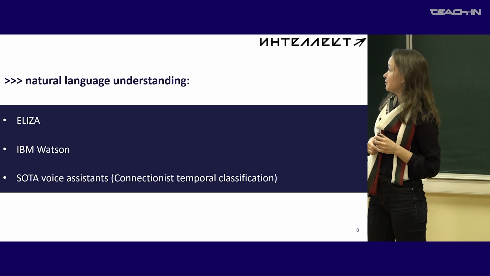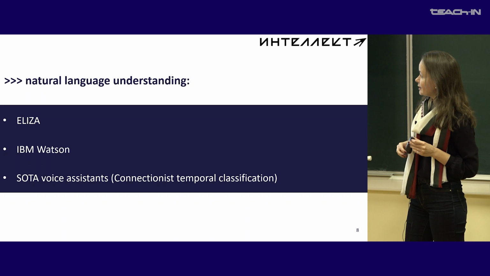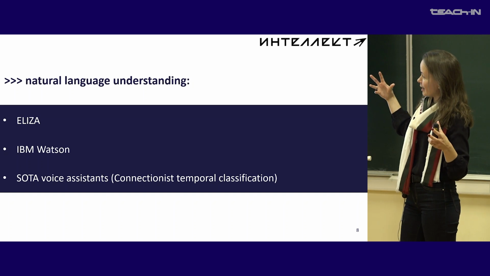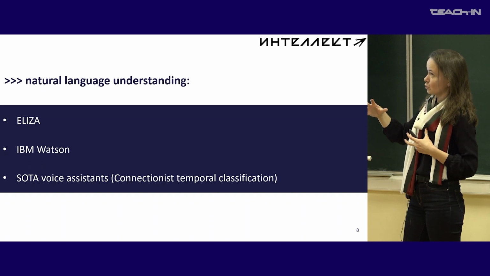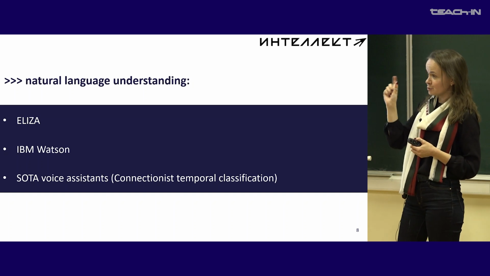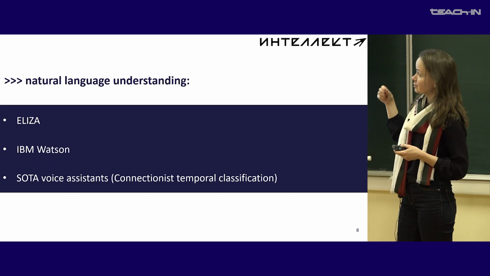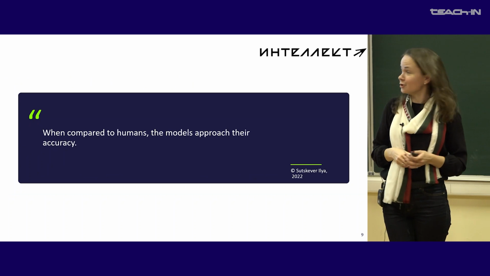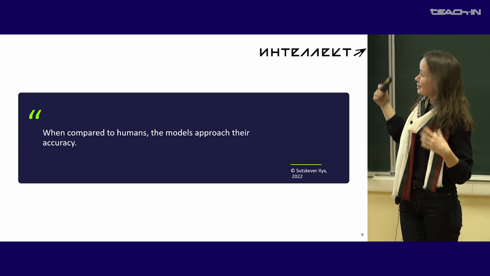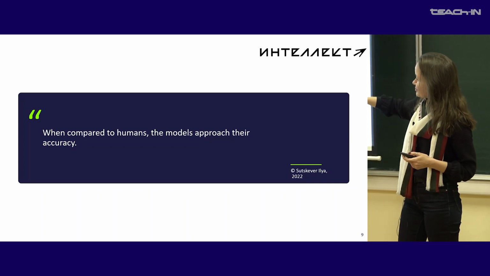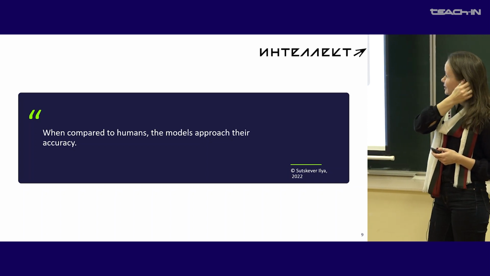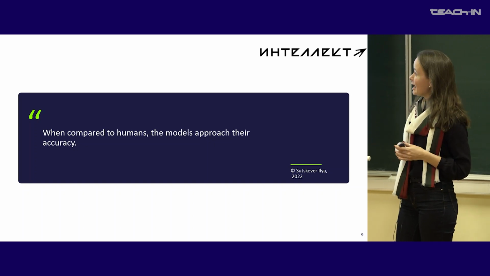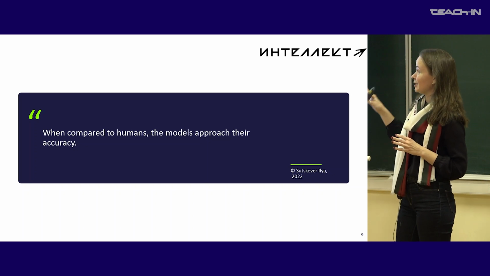If we speak about state-of-the-art voice assistants, they use the CTC architecture, which helps them, first of all, overcome this time lapse whilst doing all the operations, and to take into account the context. And so let's complete our theoretical part of the course again with Ilya Sutskever's quotation like we started with. Seems like the models try to approach accuracy in at least some tasks compared to humans.